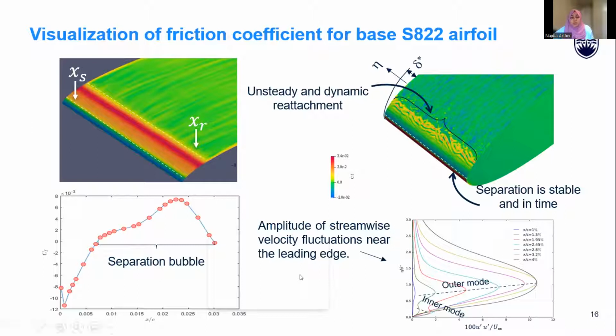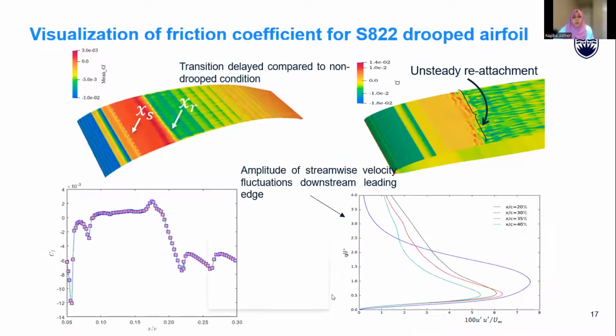The amplitude of streamwise velocity fluctuations near the leading edge showed us that these fluctuations are generated due to two disturbance modes: one is the outer mode and another is the inner mode of disturbance. While in the drooped configuration, we find just one mode of disturbance, which is the cause of the amplitude of streamwise velocity fluctuations, located downstream of the leading edge. That the transition is delayed compared to the non-droop condition is also observed from these figures.